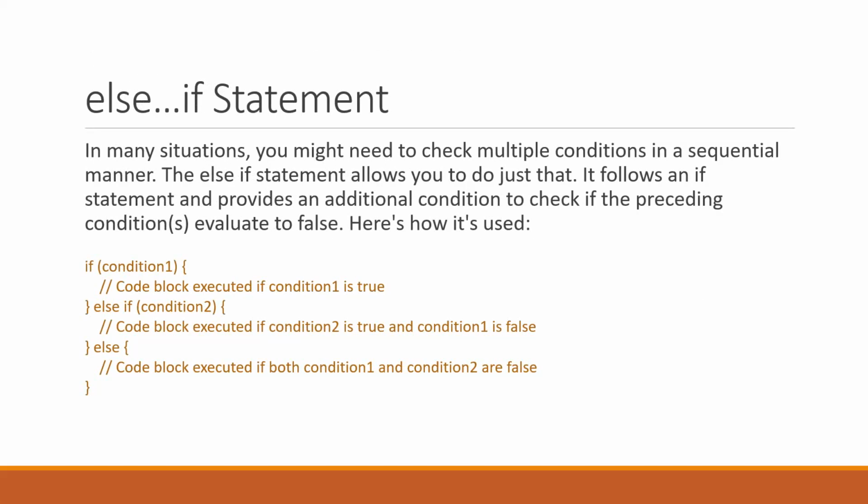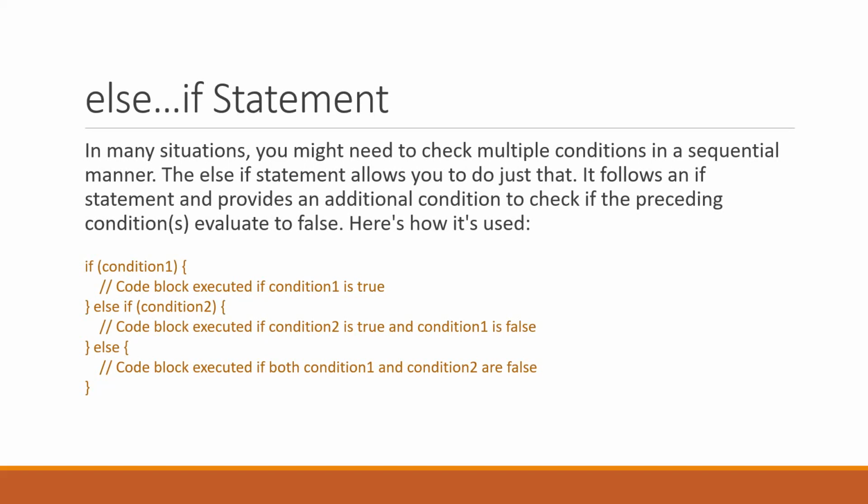In many situations, you might need to check multiple conditions in a sequential manner. The else-if statement allows you to do just that. It follows an if statement and provides an additional condition to check if the preceding conditions evaluate to false. This is a structure of conditional statements in C, known as the if-else ladder.